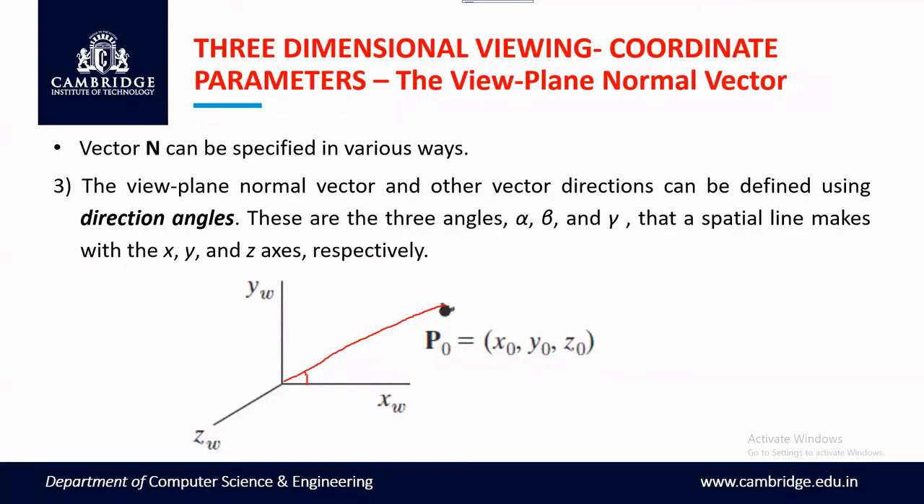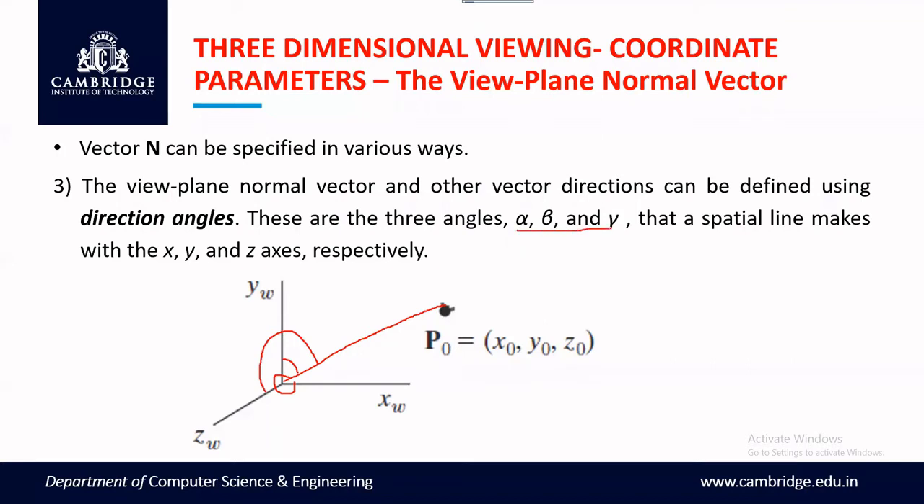So your angle alpha with the x-axis would be this. The angle that it makes with the y-axis is beta, and the angle that it makes with the z-axis is gamma. So these are the direction angles.